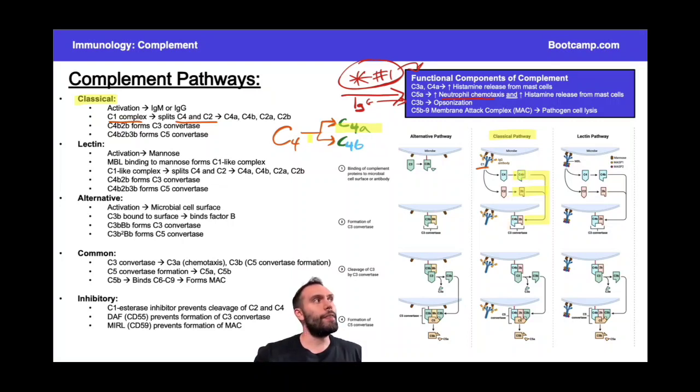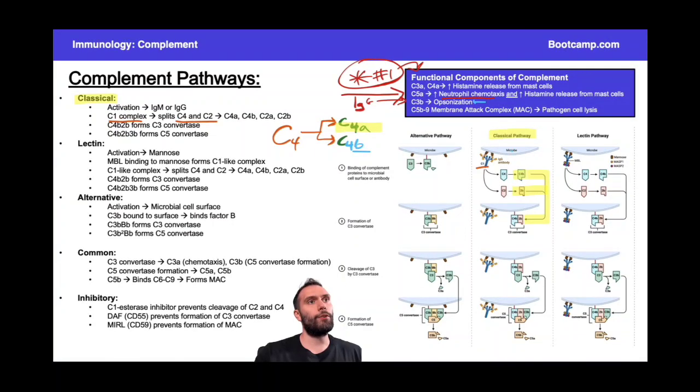So if you get the B component, if it has the B here, it's probably going to stay in the complement cascade. So if you have a B component, it's most likely going to be in the complement cascade here. Now C3B has some additional effects like opsonization, okay? But in general, these B components can stay in the complement cascade.